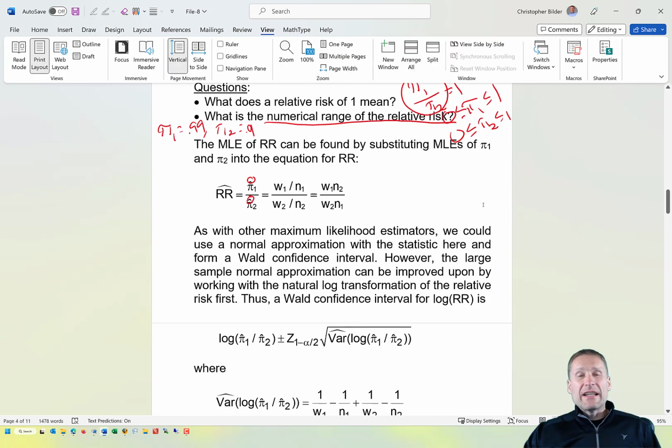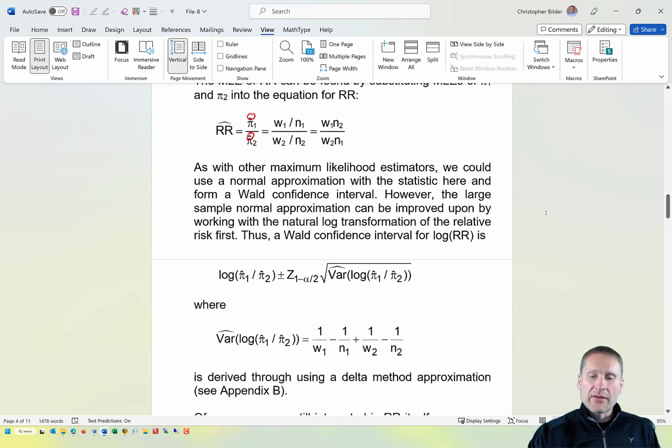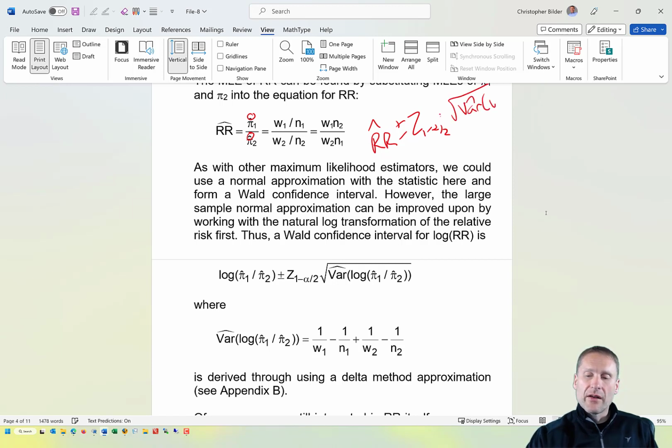Well, what about doing inferences for RR? Well, I could do a Wald confidence interval if I wanted to. We've talked about that many times before. You take the estimator plus or minus the 1 minus alpha divided by 2 quantile from a standard normal, times the square root of the estimated variance of RR hat. We will actually not use that. We'll have similar problems as what we've seen before.